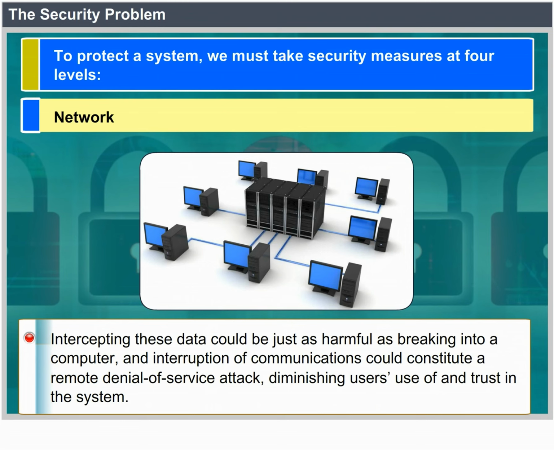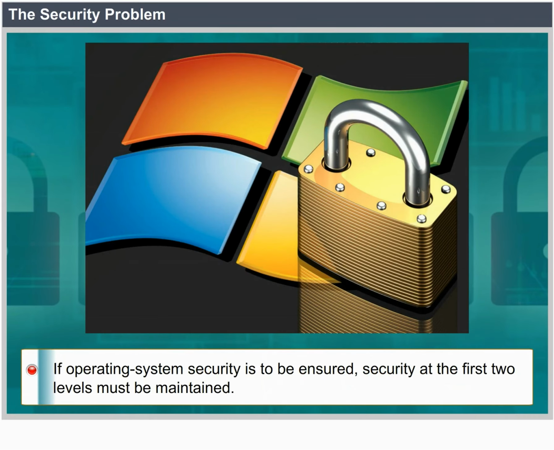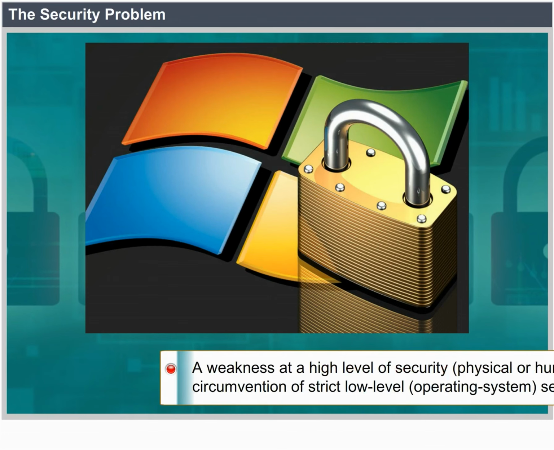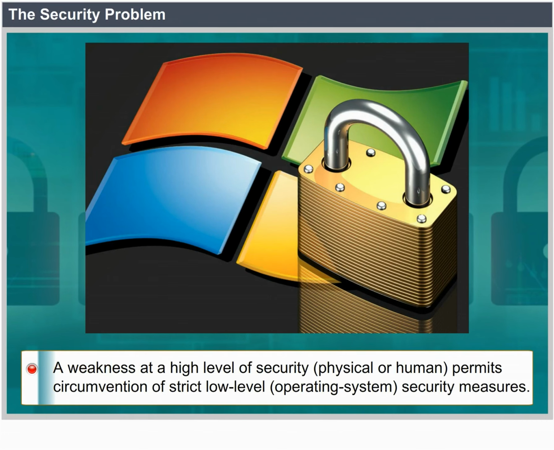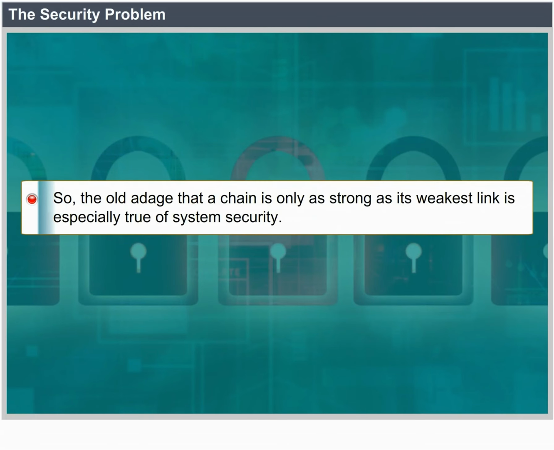Security at the first 2 levels must be maintained if operating system security is to be ensured. A weakness at a high level of security, physical or human, allows circumvention of strict low-level operating system security measures. Thus, the old adage that a chain is only as strong as its weakest link is especially true of system security. All of these aspects must be addressed for security to be maintained.